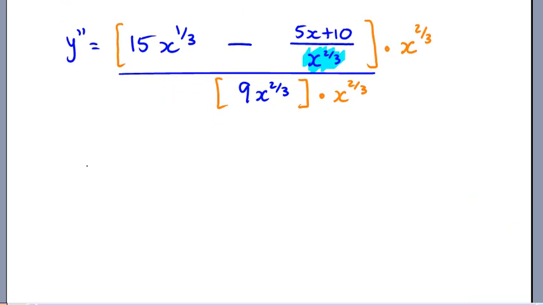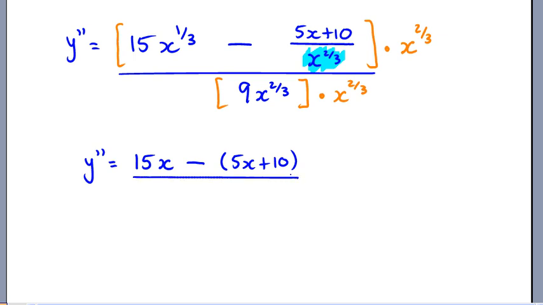Okay, what do we have? Actually, when this x to the 2/3 distributes and hits here, it'll be kind of nice, because you'll have an x to the 2/3 multiplied by an x to the 1/3. That's just going to be a nice, honest x there. So we have 15x minus, okay, this problem goes away, and you'll just have 5x plus 10. Just be aware of the fact that that 10 is also being subtracted. And then all of that sits on top of, I guess by now it would be 9x to the 4/3, when I add the 2/3 with the 2/3.